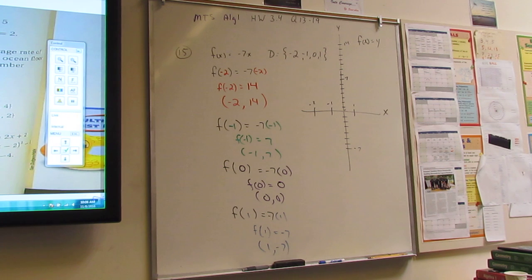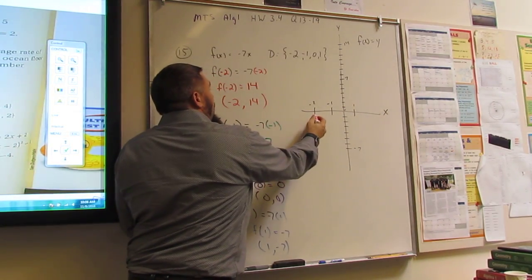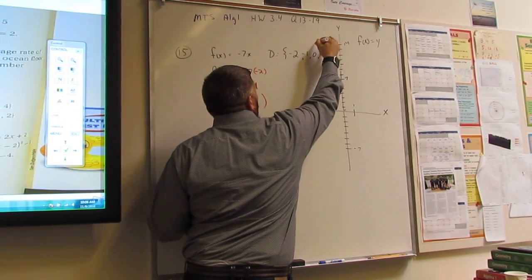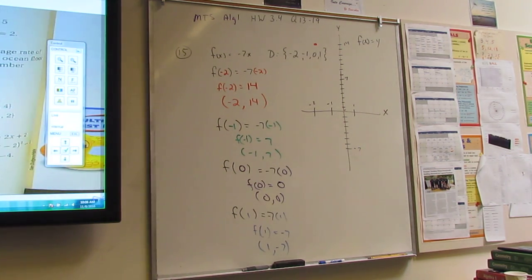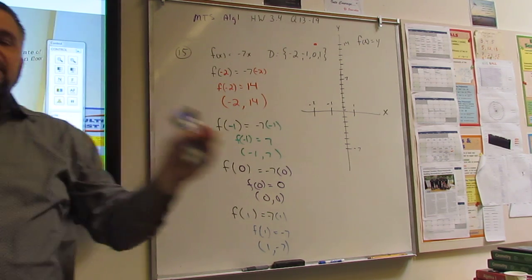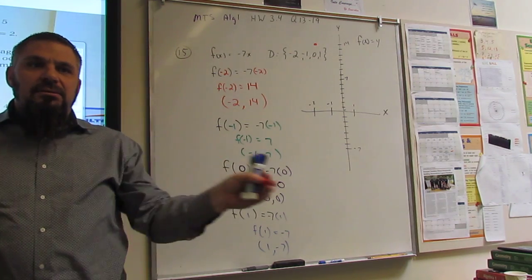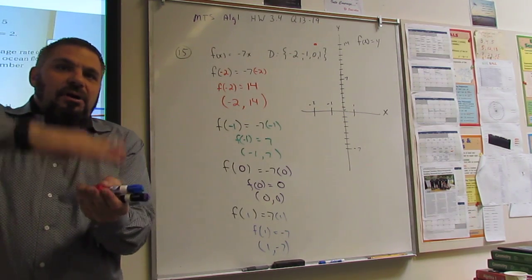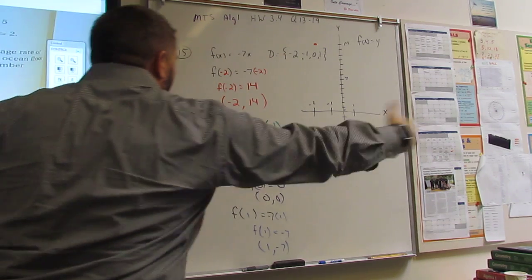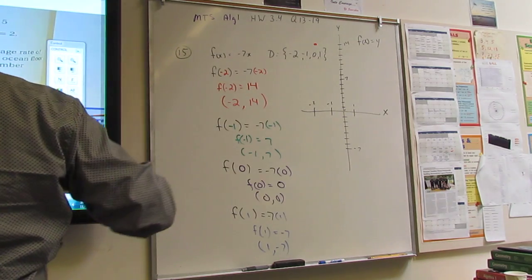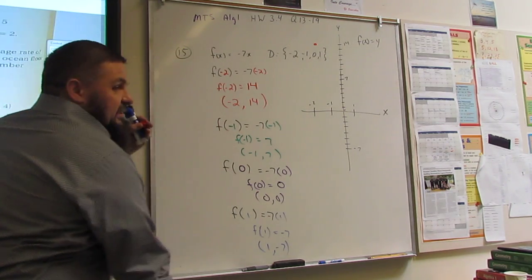Now I just do the points. The first one's the red one, right? So I go to negative 2, and I go up to 14. Just like that. Okay? 2 in the x direction, 14 in the y direction. X's are always left and right. Y's are always up and down. Right is positive, left is negative. Up is positive, down is negative.